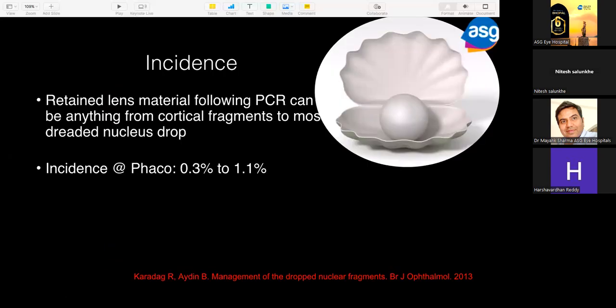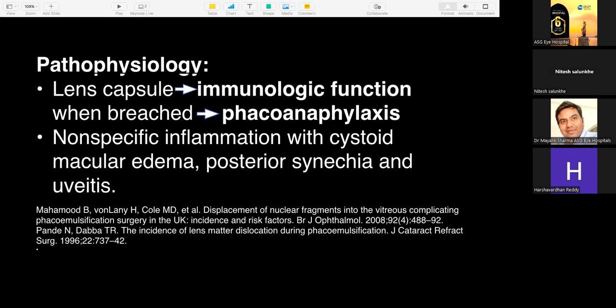So retained lens material following a PCR can be anything from small cortical fragments to entire nucleus. The reported incidence for this is 0.3 to 1.1%. Now, why do we need to be wary of this, and why do we need to fix this? So the lens capsule actually has an immunologic function. It acts as a barrier. Once that is breached, it can cause phacoanaphylaxis. This can present with recurrent non-specific inflammation, vitritis with cystoid macular edema, recurrent uveitis with posterior synechiae.